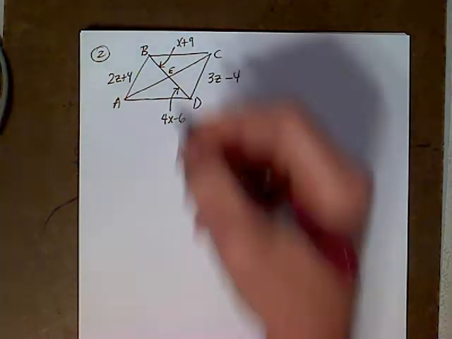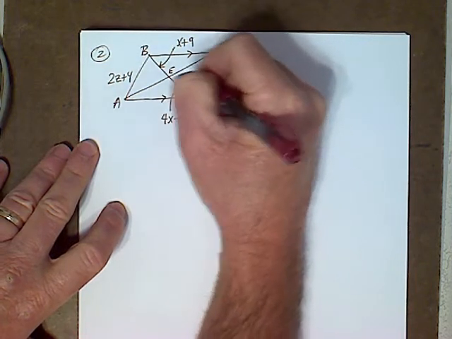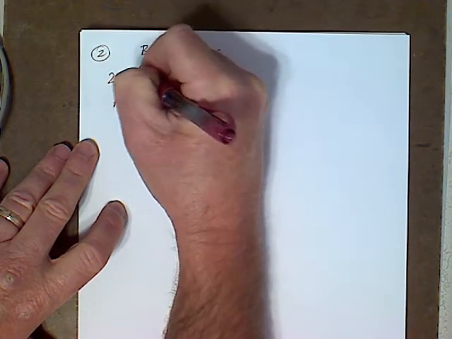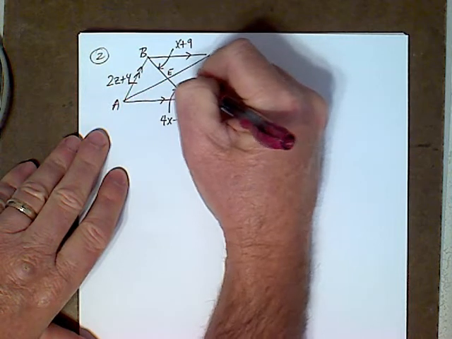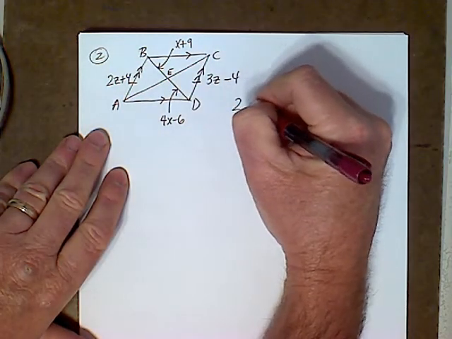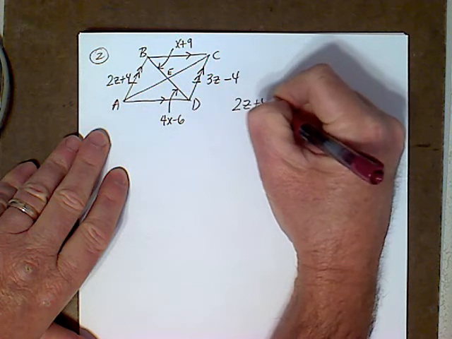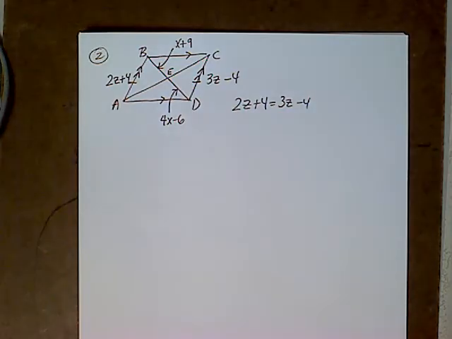Okay, again, this is a parallelogram. It will say that in the problem when you read it. So we can include that opposite sides are parallel. Now, being a parallelogram, these two opposite sides, this is the theorem we've been working on so far, should be congruent. So to find z, we're going to say 2z plus 4 equals 3z minus 4.